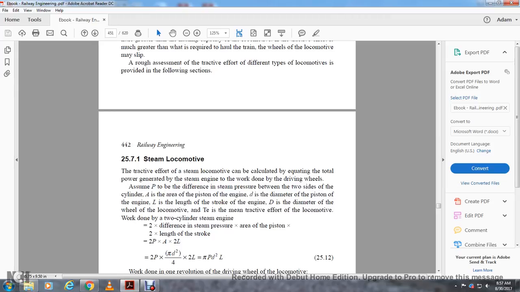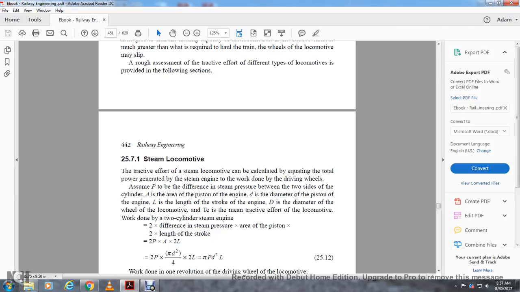25.7.1, steam locomotive. The tractive effort of the steam locomotive can be calculated by equating the total power generated by the steam engine to the work done by the driving wheels. Assume that P is the difference of the steam pressure between the two sides of the cylinder, A is the area of the piston of the engine, d is the diameter of the piston of the engine, L is the length of the stroke of the engine, D is the diameter of the wheel of the locomotive, and T is the mean tractive effort of the locomotive.